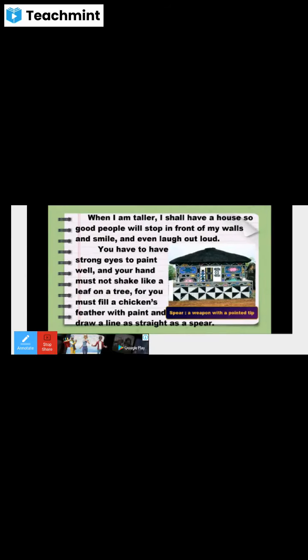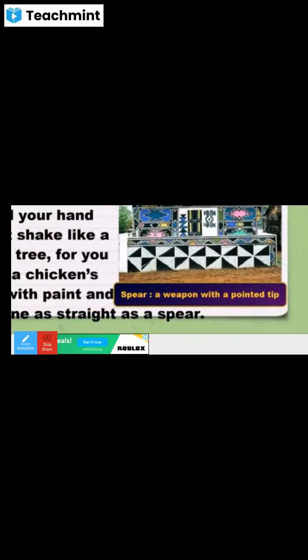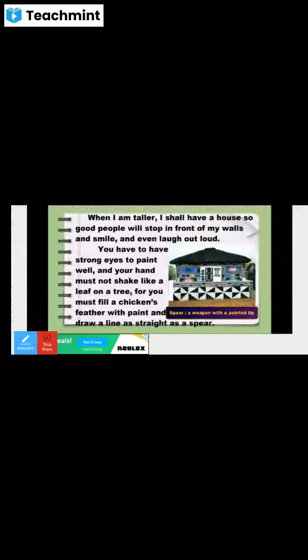So you must take a feather, I mean a chicken feather, and you draw that design, that pattern, with these feathers. So it's a line as straight as a spear. Spear means it's a weapon with a pointed tip.